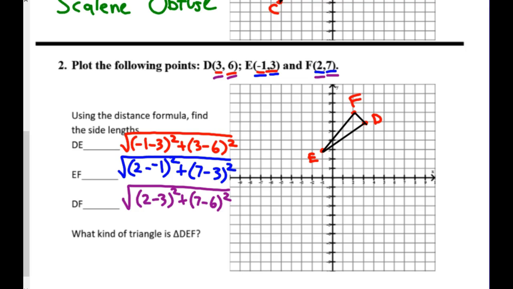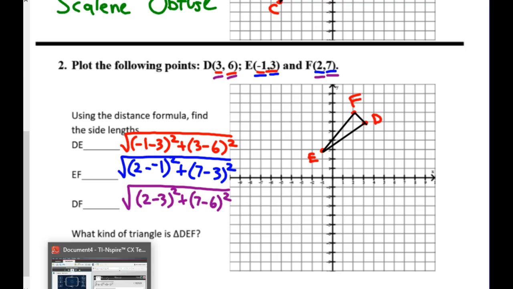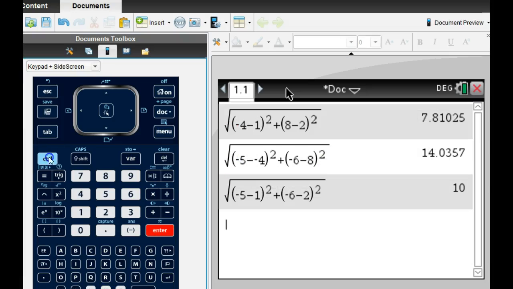So if you can write those down first, then you just crunch them all in the calculator at once. Let's do that. So I froze it on the side here so we can look at it as we type. Here we go. So square root, parentheses, -1 minus 3 parentheses squared, plus parentheses 3 minus 6 parentheses squared. Make sure it matches, hit enter, and we get straight up 5.